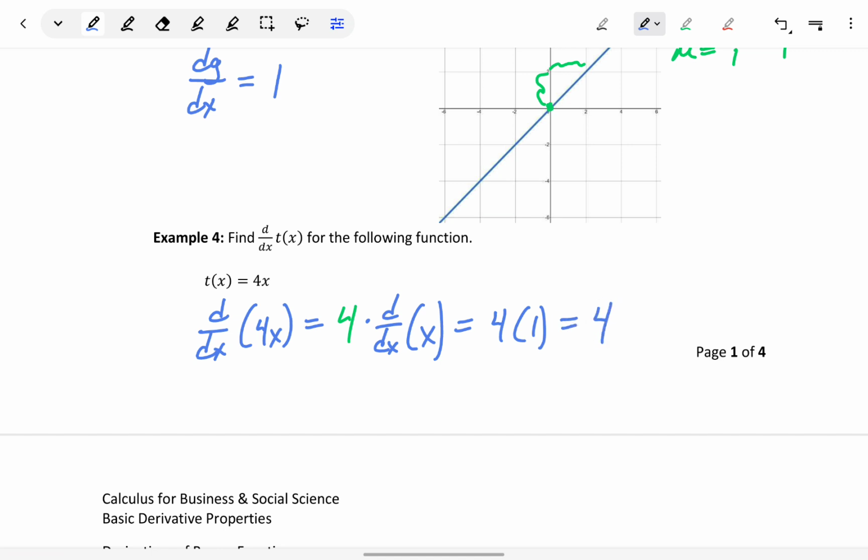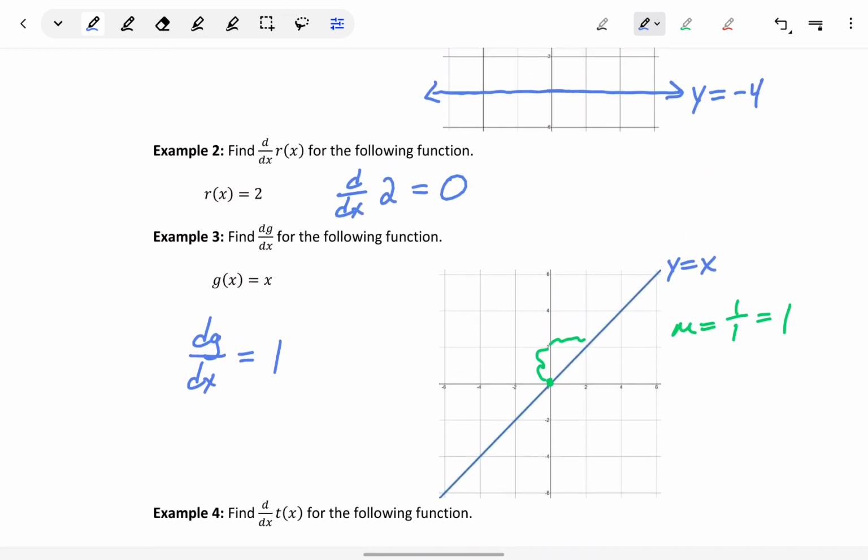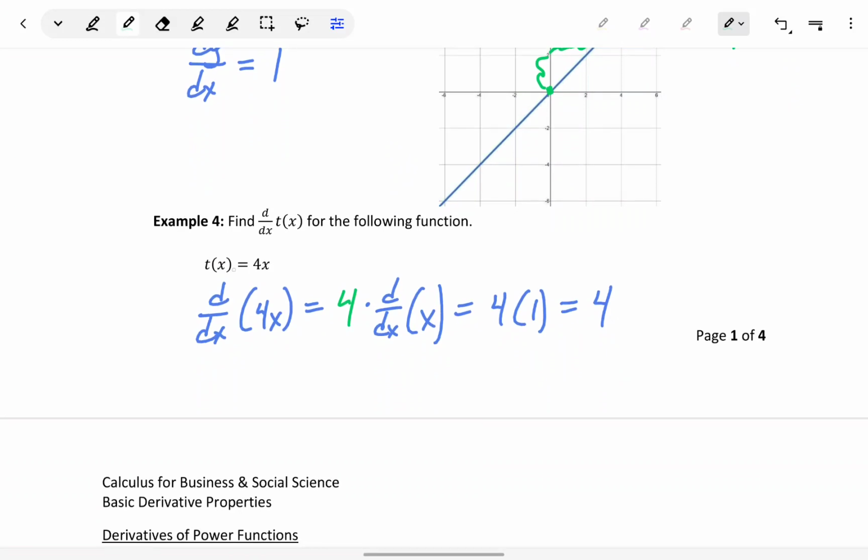And those three rules always hold. Anytime we have the derivative of a constant, that will always be 0. Anytime we have the derivative of x, that will always be 1. And anytime we have a constant factor, a coefficient in front of a variable, we can set that value aside and just differentiate the variable portion of that expression or of that function.